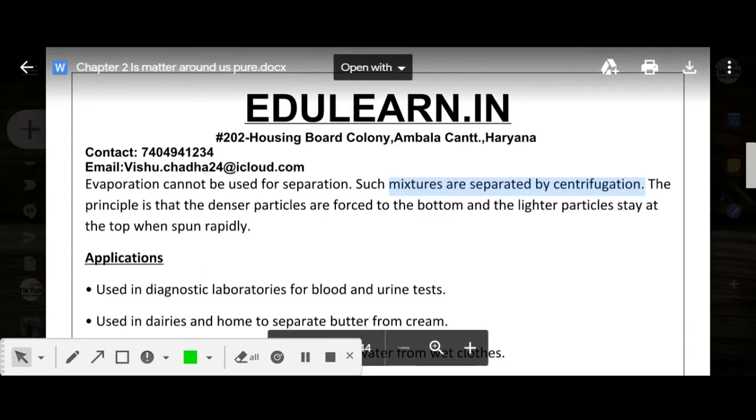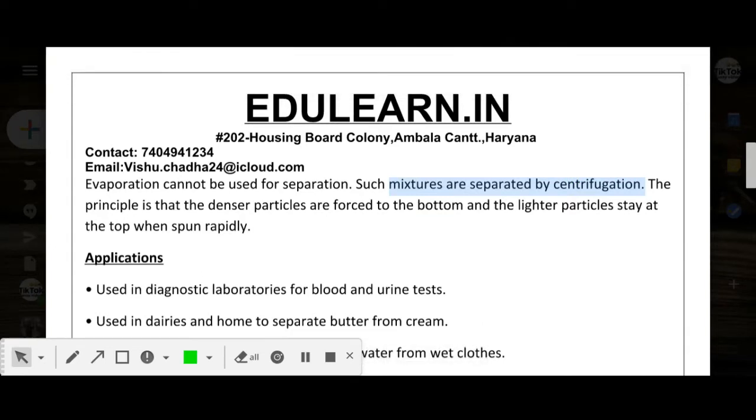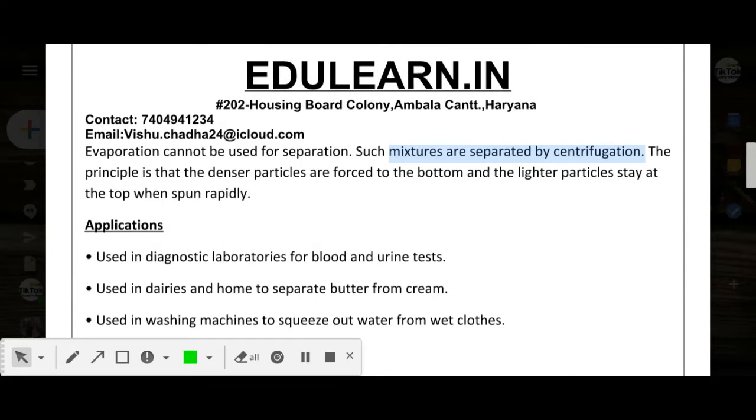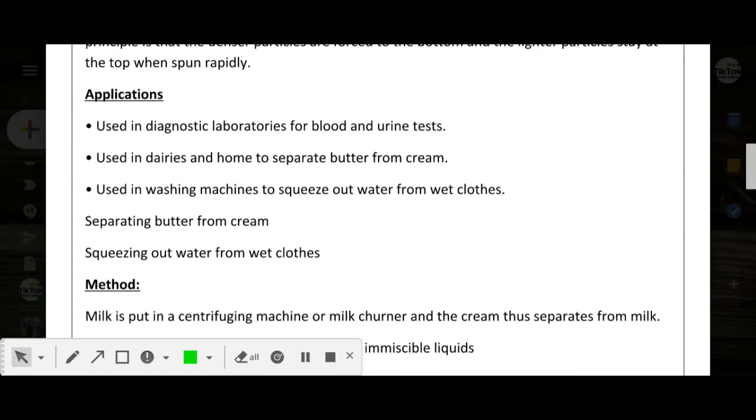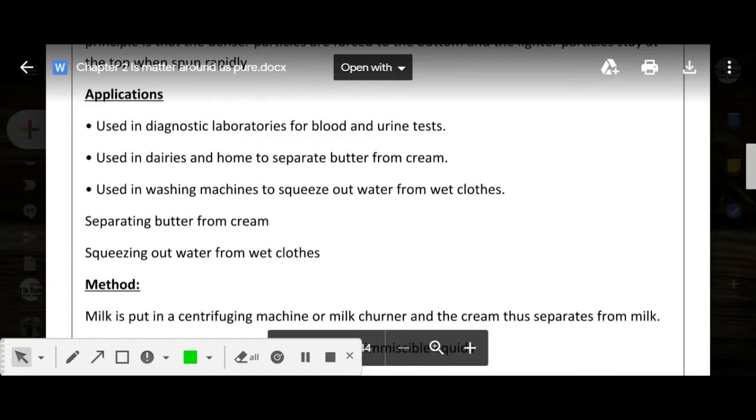The principle is that the denser particles are forced to the bottom and the lighter particles stay up at the top and spun repeatedly. So lighter particles upar aa jayenge aur heavier particles or denser particles kya honge, settle down ho jayenge in case of centrifugation.